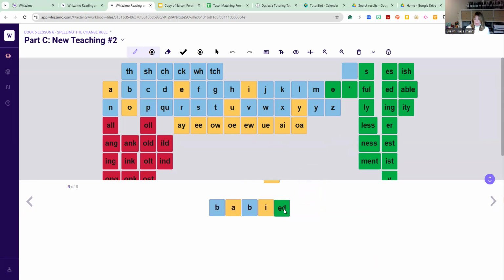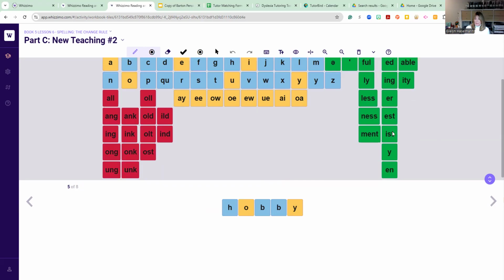Now we do change it because "ed" does not start with the letter I. You do not have two I's next to each other. Okay, a few other words. We have a word like hobby, to hobbyist, same thing. And here's our second exception.